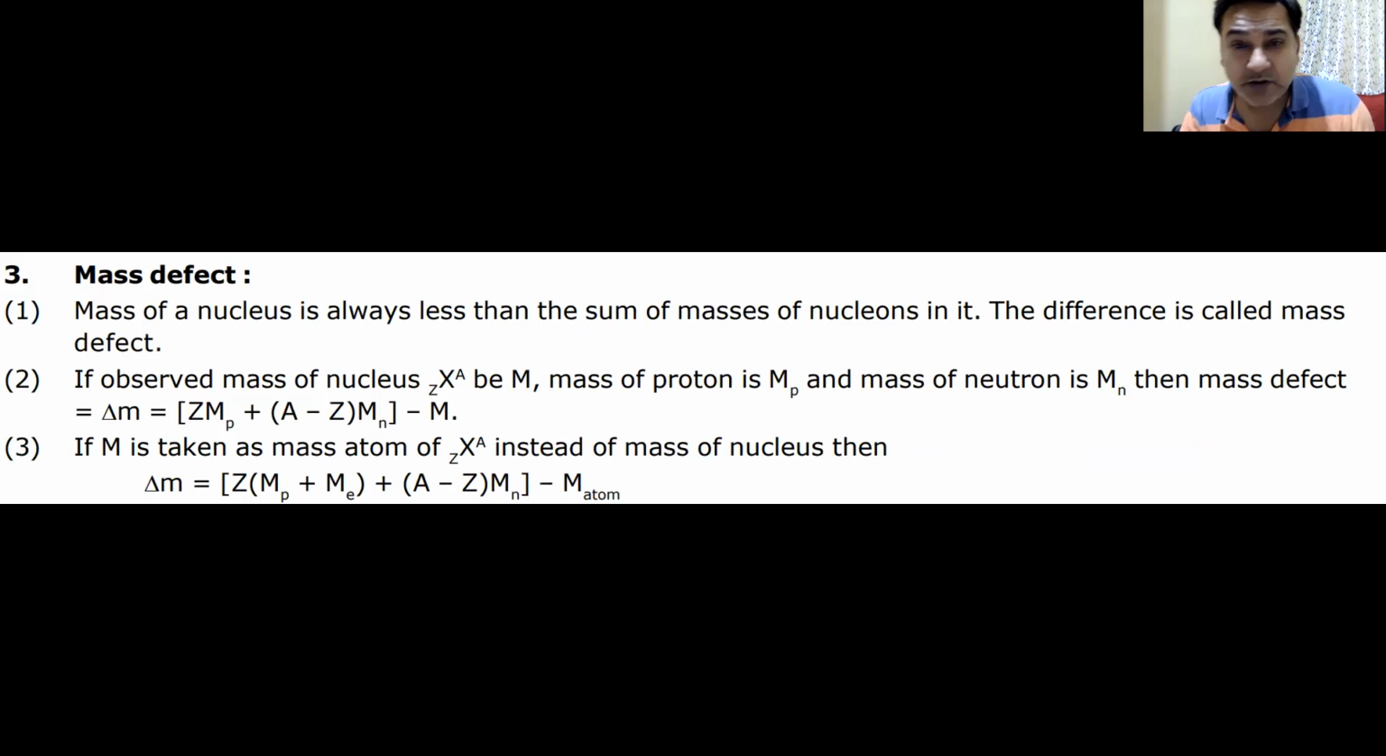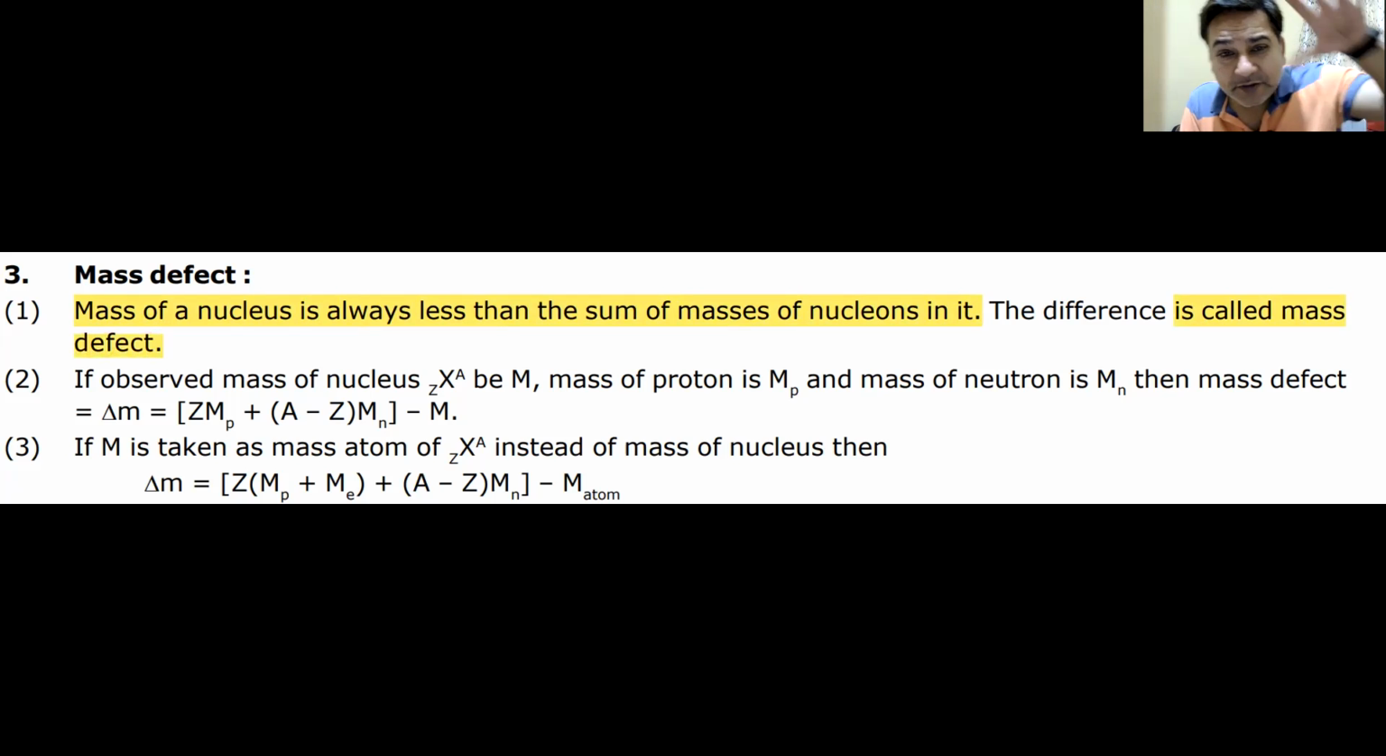Mass defect. Just now I told you the mass of the nucleus is basically the mass of neutrons plus the mass of protons. But that was only half the fact. The full fact is on point number 1. Can someone read point number 1 for me? Read. Mass of nucleus is always less than the sum of masses of nucleons in it. The difference is called mass defect.